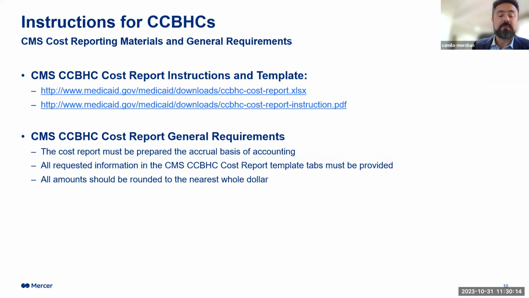This slide is if you want to get to the report and the instructions that govern the CCBHC general requirements, these are the links to Medicaid to get them. So the next bullet points are the CMS cost reporting general requirements. The report must be prepared on the accrual basis of accounting. All requested information in the CMS CCBHC cost reporting template tabs must be provided, so the information needs to be complete, and all amounts should be rounded to the nearest whole dollar amount.